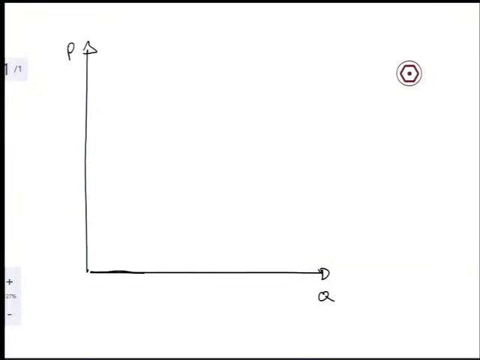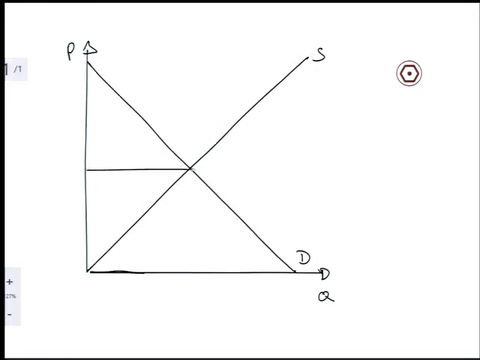Quantity, price, supply, demand. Leave the market alone. You get P star, Q star. Okay, that's the equilibrium outcome if you leave the market alone.